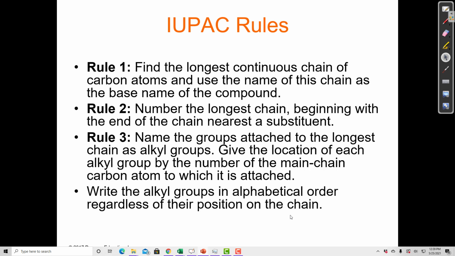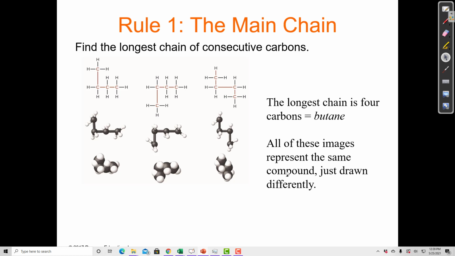So I know it's a lot of information. Let's look at an example here. So the longest chain of consecutive carbons here is 1, 2, 3, 4. Or if I look at this one, it's 1, 2, 3, 4. Or this one, 1, 2, 3, 4. Right, so we look for the longest chain of carbons in the molecule that we're looking at, and we try to number it and see what the longest chain is. So in all of these cases, the longest chain is 4.